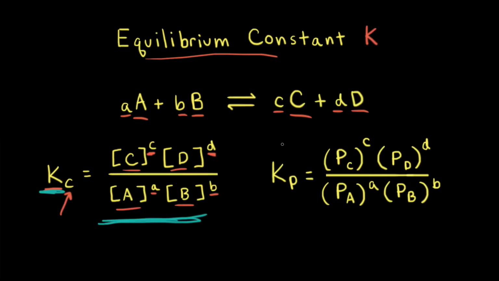For gases, it's often more convenient to measure partial pressures instead of measuring concentrations. So let's say that A, B, C, and D are all gases. We could write an equilibrium constant expression using partial pressures instead of concentrations. And if we did that, instead of writing Kc, we would write Kp, where P stands for pressure. And Kc and Kp usually have different values from each other.